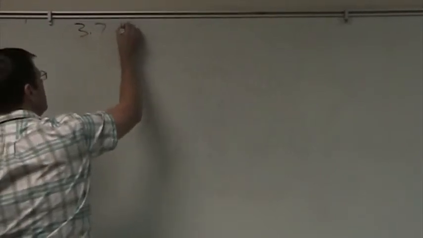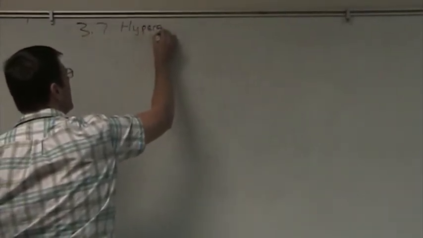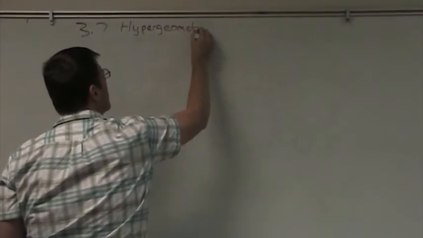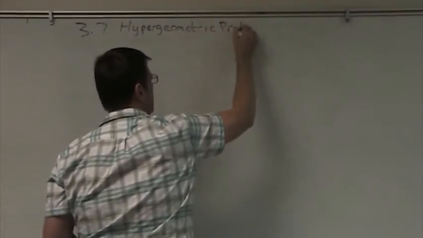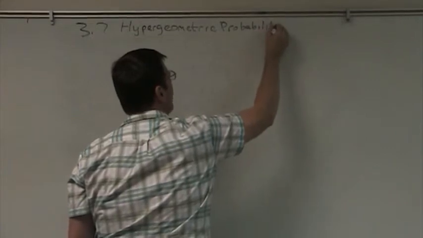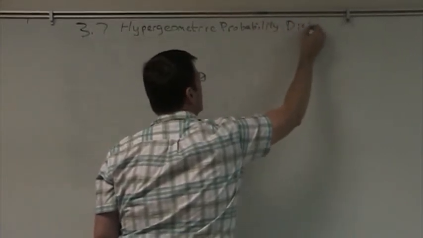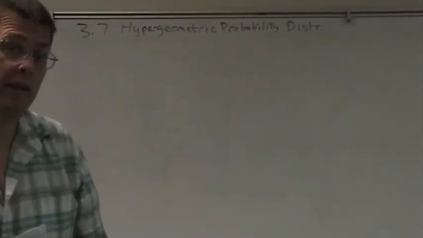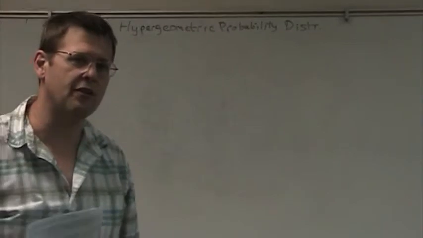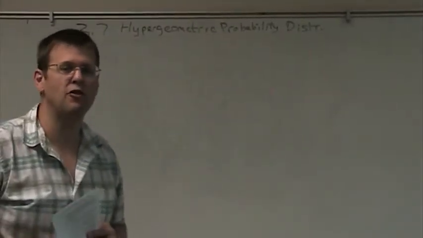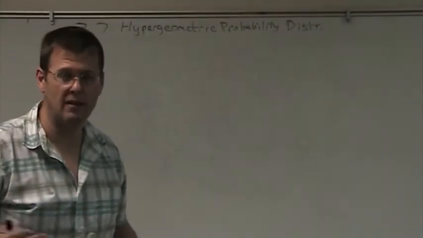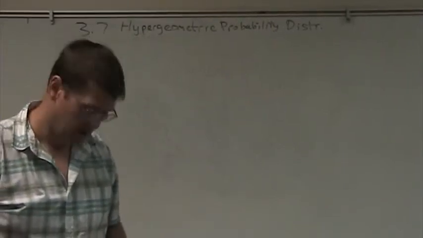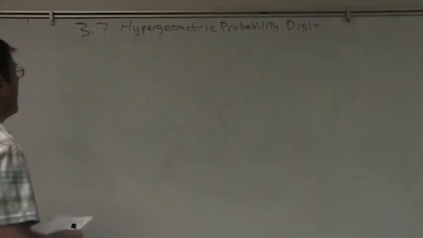Anyway, the next section that we're looking at is section 3.7, which is the hypergeometric probability distribution. Now, you think there might be something new here. Really, there isn't. We've done the hypergeometric, we just didn't put a name on it at the time because we didn't have random variables yet to work with. So here's the idea here.